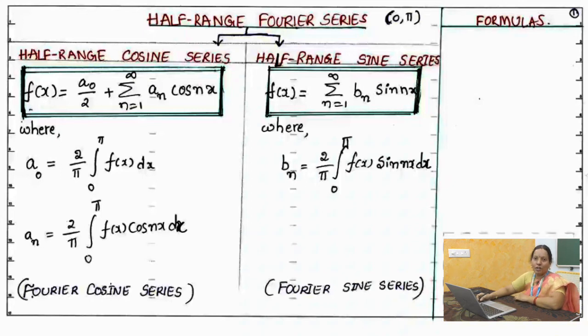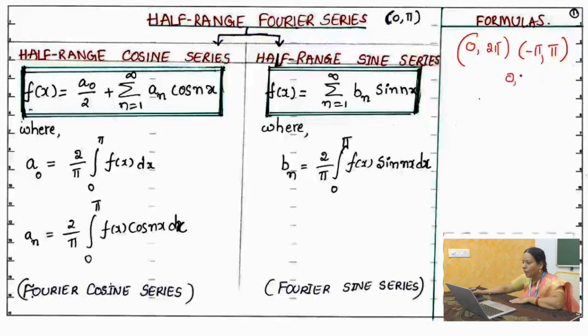Next important concept is half-range Fourier series. Till now, we discussed Fourier series expansions in the intervals 0 to 2 pi and minus pi to plus pi. Now, we are going to discuss the half-range Fourier series in the interval 0 to pi.